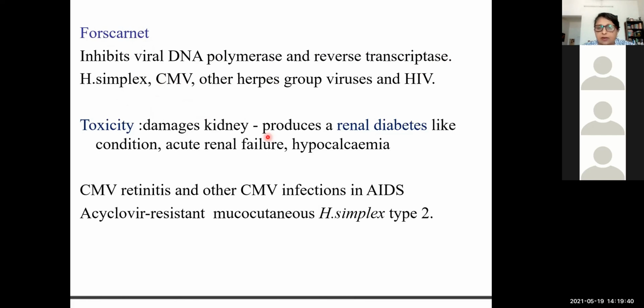As for foscarnet's toxicity, it damages the kidney and produces a renal diabetes-like condition, with hyperglycemia, and also hypocalcemia. These are the two important side effects. It is mainly for CMV retinitis and other CMV infections in AIDS. So ganciclovir, valganciclovir, cidofovir, and foscarnet are for CMV retinitis, and foscarnet causes a renal diabetes-like condition and hypocalcemia.